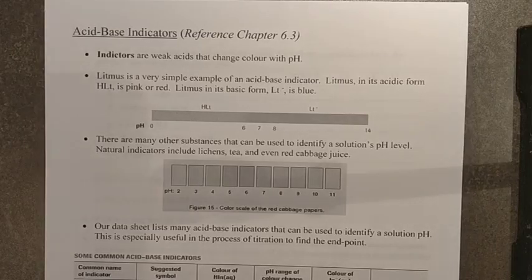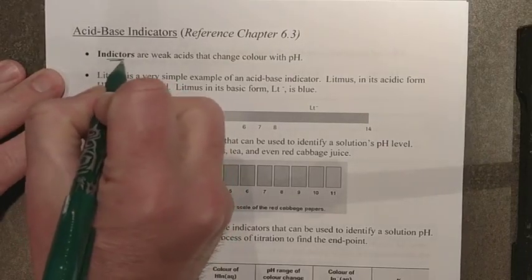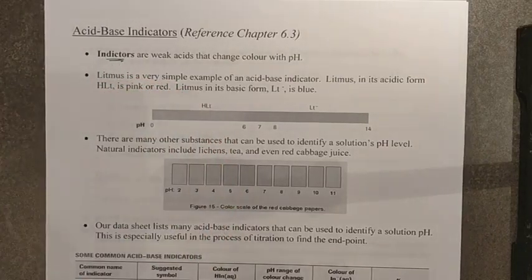Okay guys, here we go, 6.3, taking a look at acid-base indicators. This is very qualitative chemistry. What we're doing is looking at things like litmus, which is an example of this, but indicators are these little weak acid conjugate base pairs, we'll talk more about that in Chem 30, that will change color with pH.